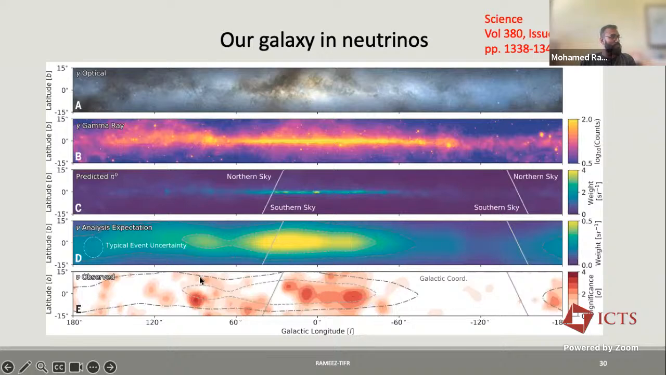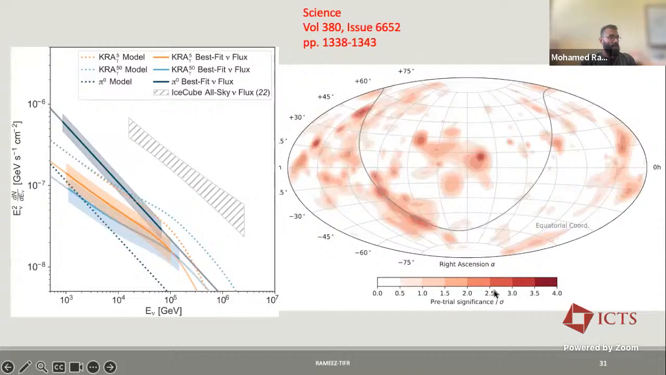And this is what we saw in data in an analysis that used convolutional neural networks to reconstruct cascades to a precision of about 7 degrees or so. This is so far the best angular resolution we have obtained for cascades. And we look in a sample dominated by cascades, you see a clear excess from the direction of our own galaxy that is significant at the level of about 4.6 sigma. So again, it is not at the 5 sigma level.